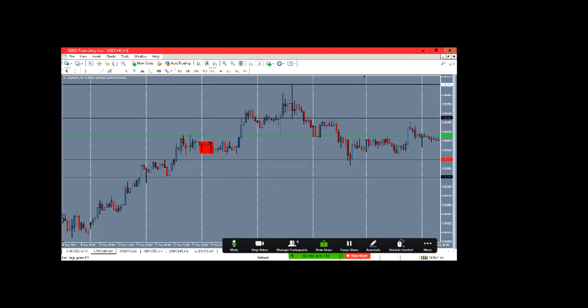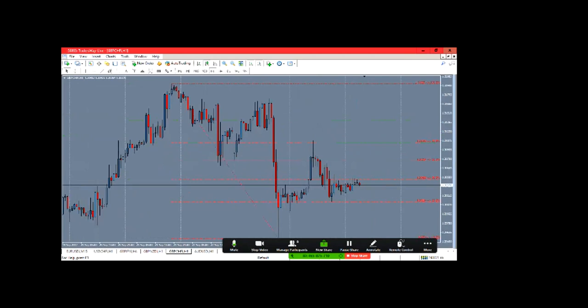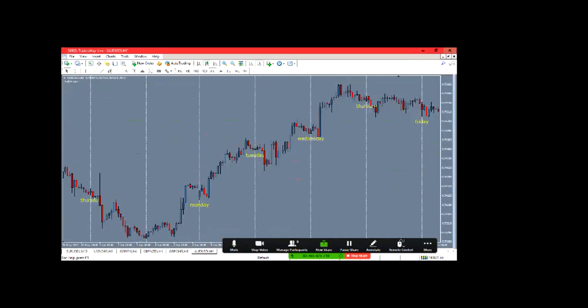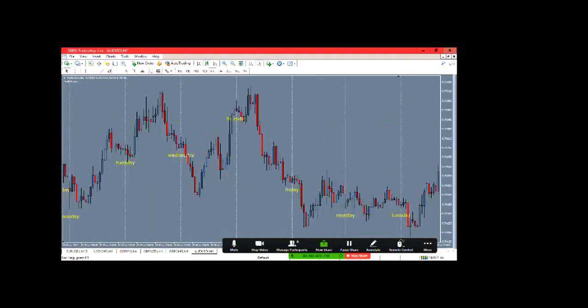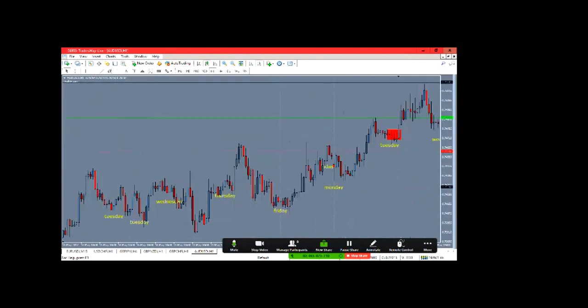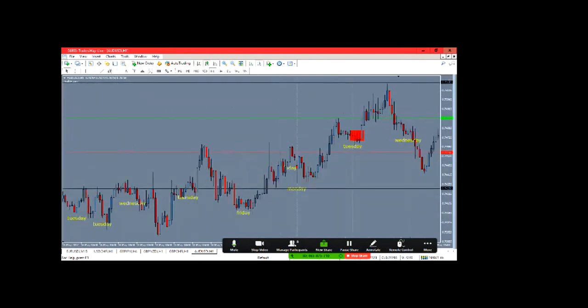Let's try it again. Let's go to a different pair. That was on Aussie. Let's see, Aussie. Hey, there we go. Got my Aussie. Works on every pair. Works like a charm. This one here, if it hits this red line, it put me in a sell position. If it hits this green line, it puts me in a buy position.